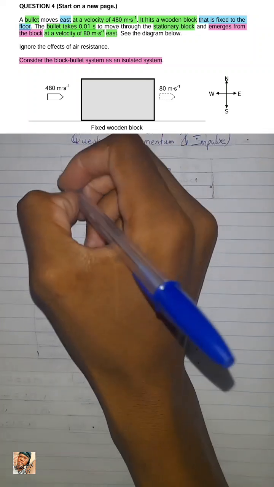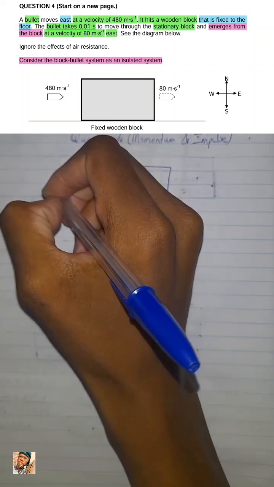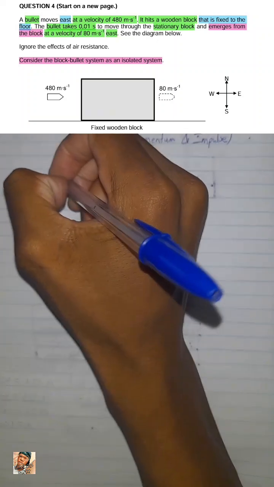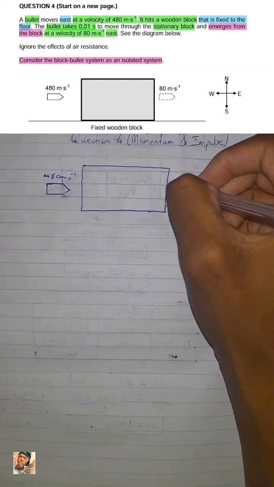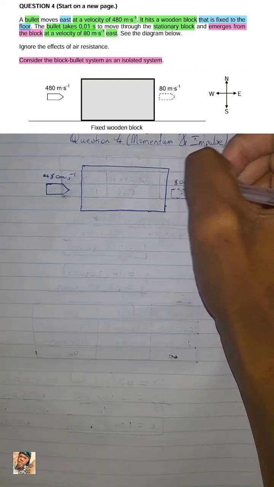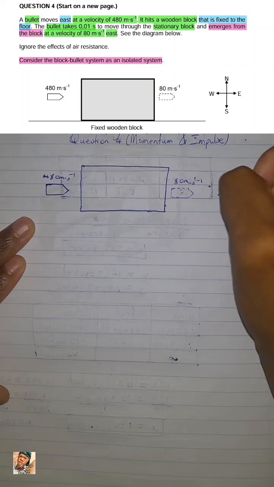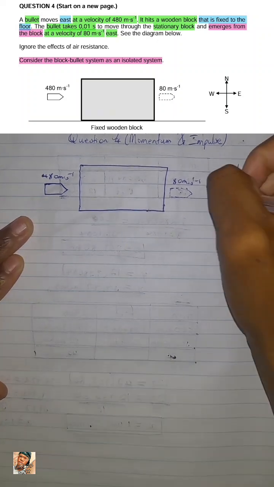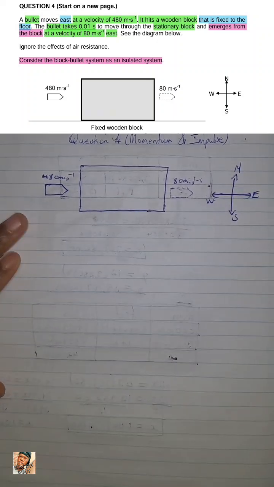Right. And then we have a bullet that is traveling at 480 meters per second. Yo, that is fast. And then it is going to emerge. That bullet is going to go through the wooden block at 80 meters per second. And then we also have the directions. Right is east, up is north, down is south, and left is west. Right, what else do we have?